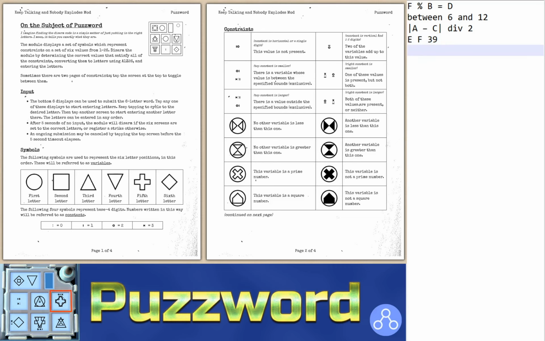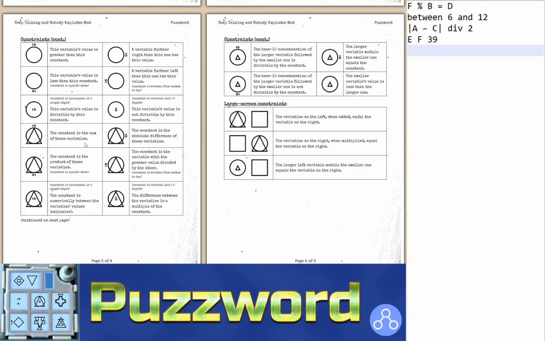Now, what does this arrangement mean? This time, the number is on top rather than inside, and it is written horizontally. So let's take a look at this. That is the arrangement that we have. The constant, which in this case is the 39, is the sum of these variables. So Echo plus Foxtrot is equal to 39.